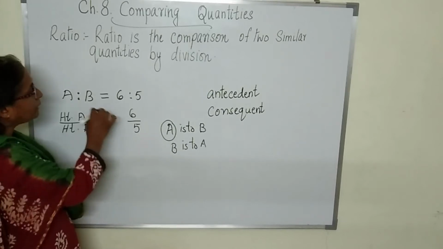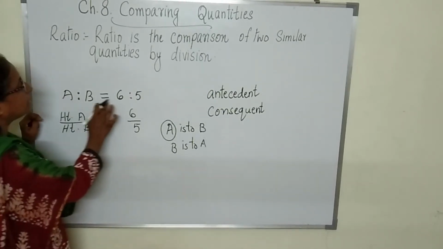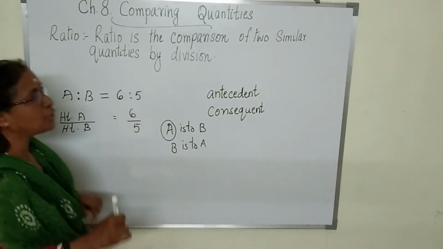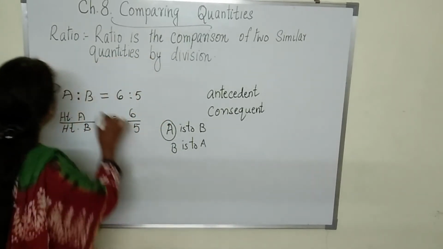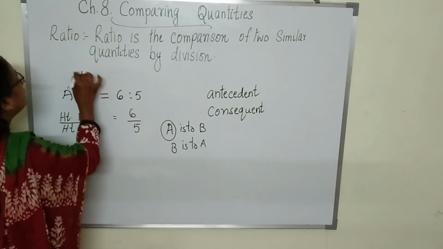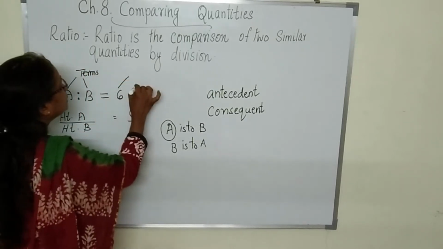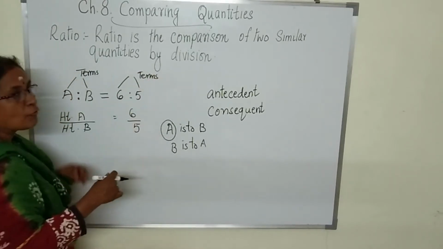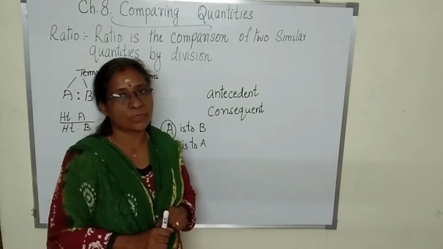Now when we write like this, here we have two numbers. After the equal to sign also there are two numbers. So in a ratio there are two terms. What do we call them? These two are called the terms of the ratio. Here also these two are terms. Whatever quantities we are comparing, they are called the terms of the ratio.